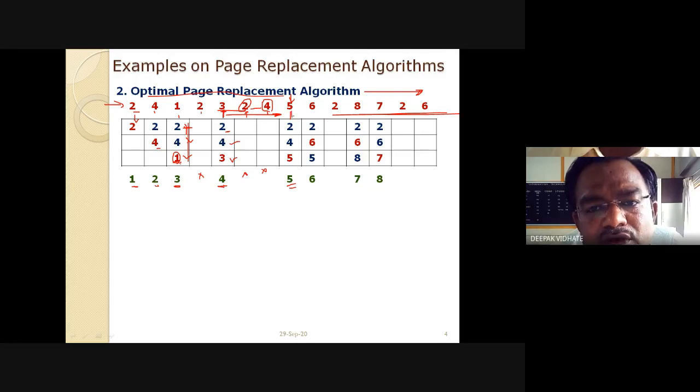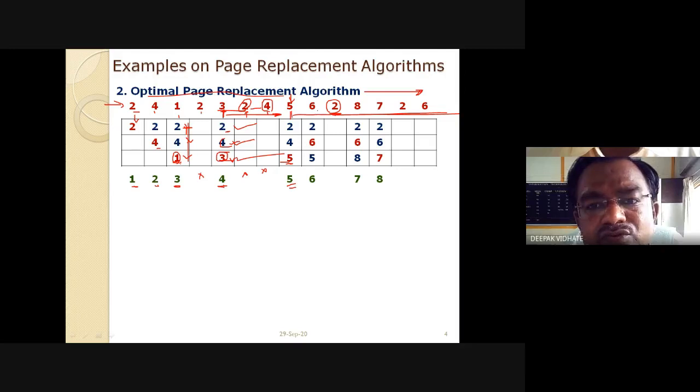Now from 5, I have to see in this direction. So out of this 2, 4, 3. Yes, 2 is required here, but 4 is not there, and 3 is also not there, right? So you can replace either 4 or 3. Any number you can replace. So here I have replaced 3 by 5 because both the pages are not required in the future. So instead of 3, I put here 5.